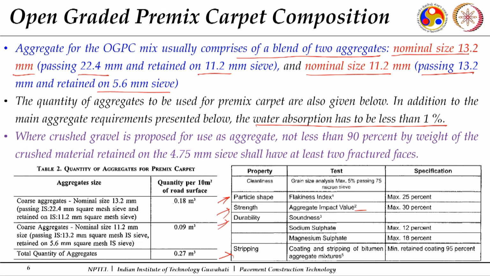And again, if we are using any crushed gravel, then whatever materials are retained over the 4.75 mm sieve, 90% of it by weight should have at least 2 fractured faces.